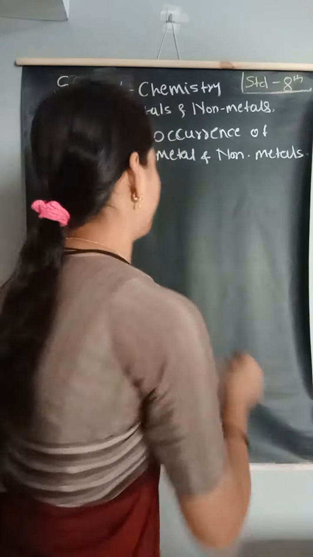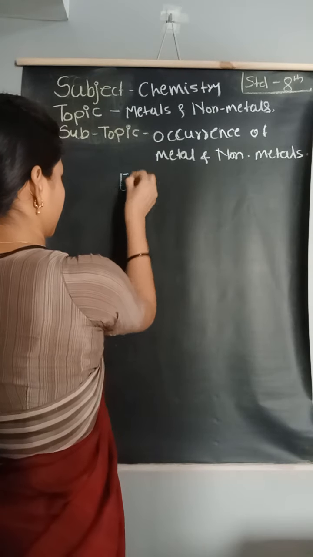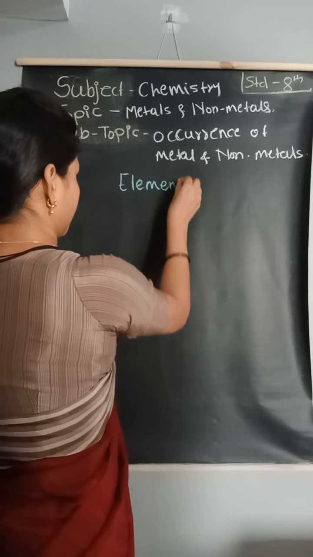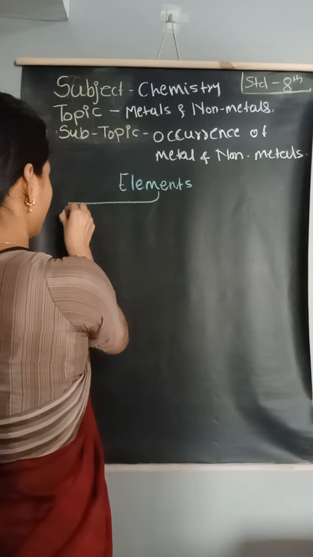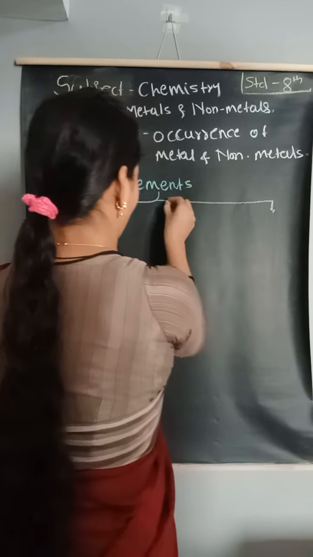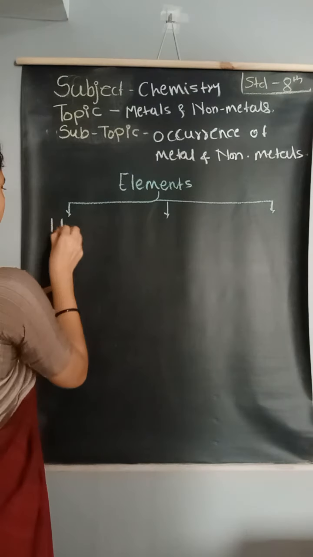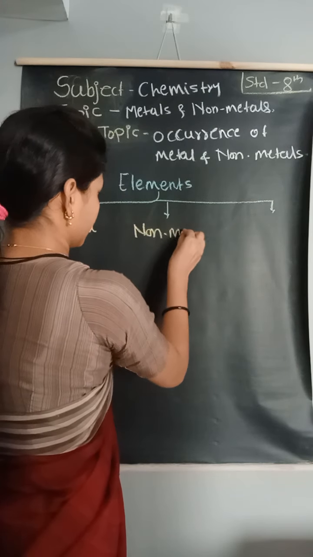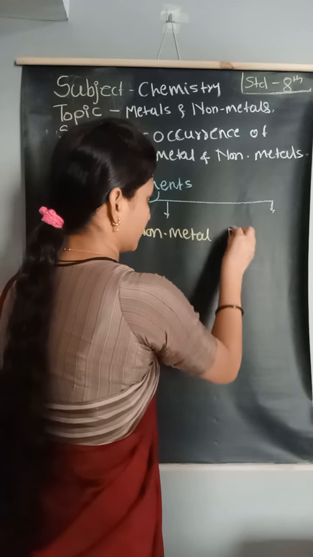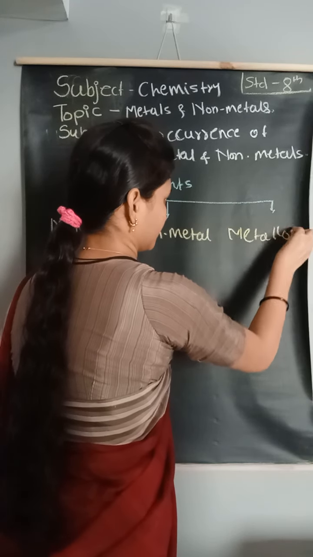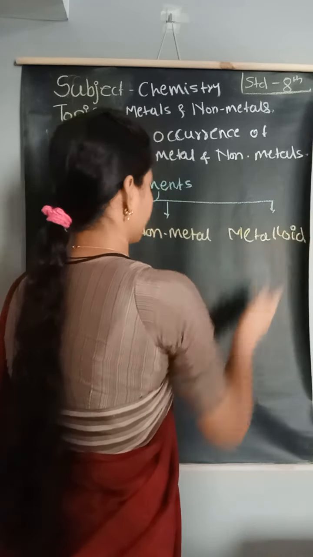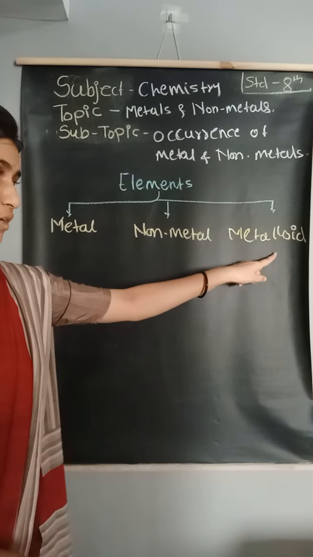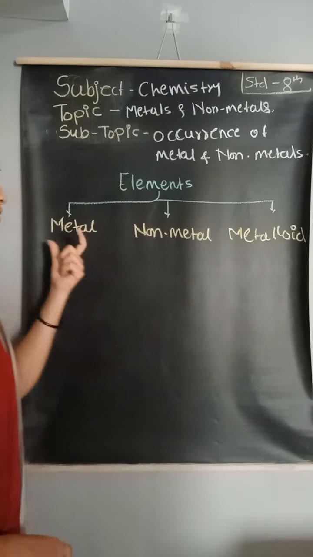Elements are classified into three types. First one is metal, second one is non-metal, and third one is metalloid. First we will see about the metal.